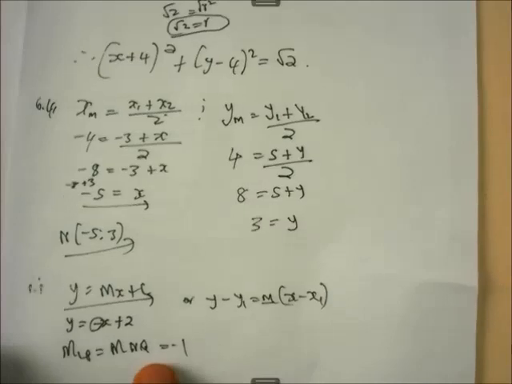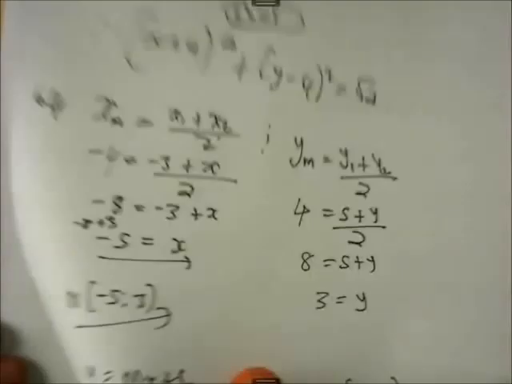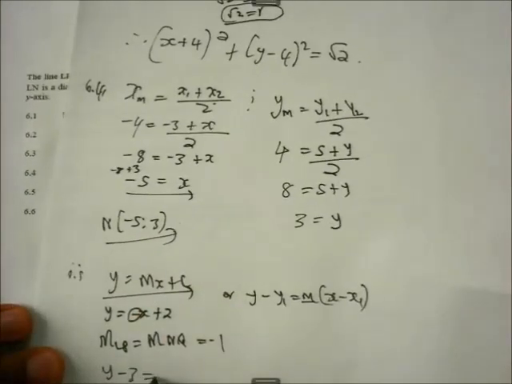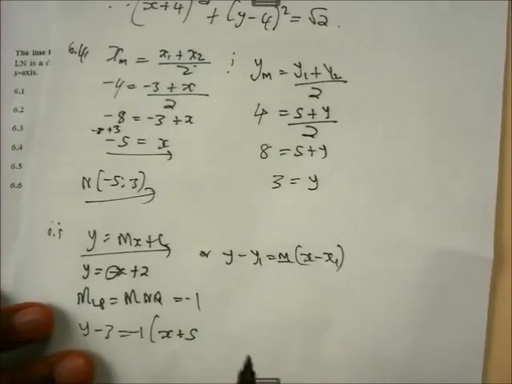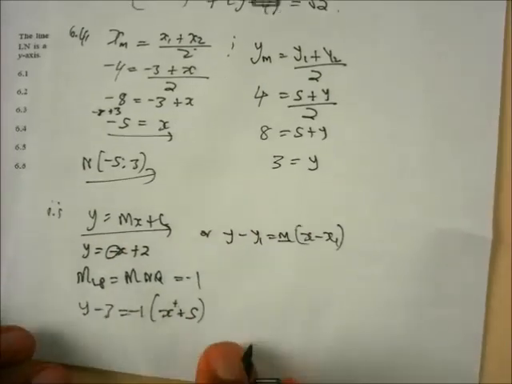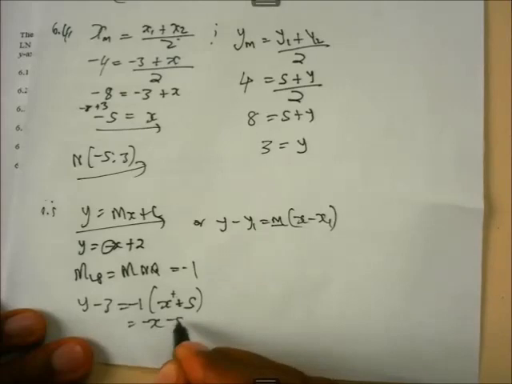Now you have the gradient, and therefore what you are going to do is just to say y minus, you take the x value at this point at N, which is 3, is equals to negative 1 into x plus what? Plus 5. Why x plus 5? Because we have a negative here. Negative times this negative, it will give us the positive 5. Right, from here now we have negative x and negative 5.